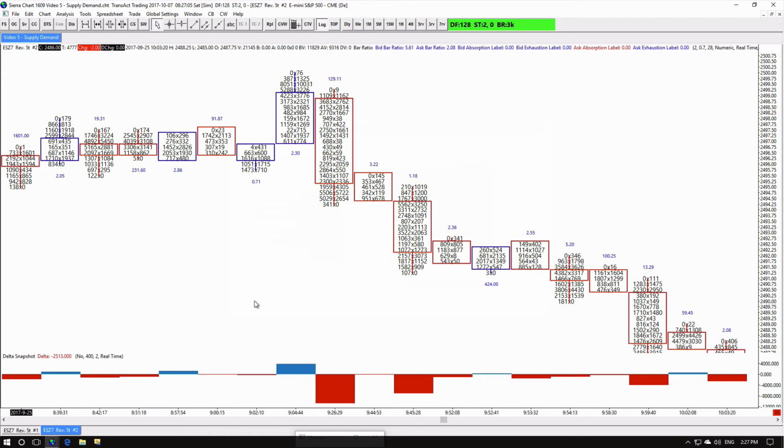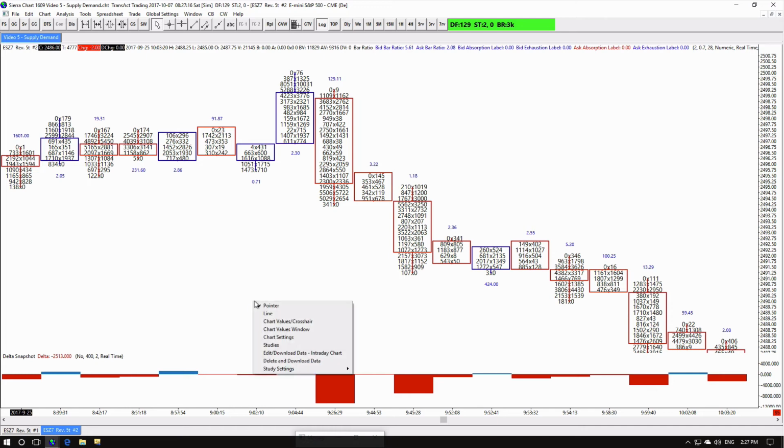The default ratios are set to levels that can provide a good indication of absorption and exhaustion. And we're not so bothered about the actual ratio that's calculated. What we're more concerned about is whether the bar ratio is below or above these thresholds.